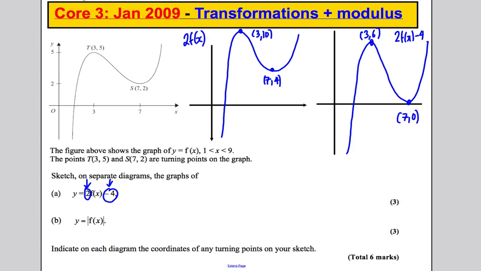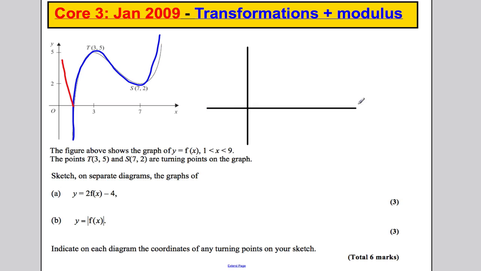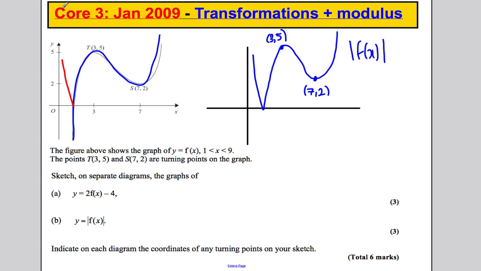Okay, next one. What would the modulus of this graph look like? Well, remember I said how to do these ones. You first of all draw the original graph, and you keep everything where the y number's positive, but where the y number's negative, you reflect it in the x-axis. So it would look something like that. So if I was to draw it separately, I would draw it looking something like this. It would come down like this, up, share all those points, go down to there, and then it would shoot off in that direction. This point here would still be 3, 5, and this point here would still be 7, 2, and this was the modulus of f of x. And we're done. Next question, pause the video, have a go.